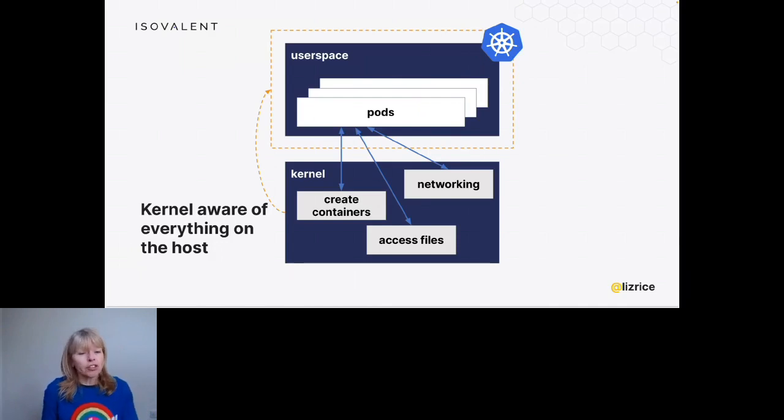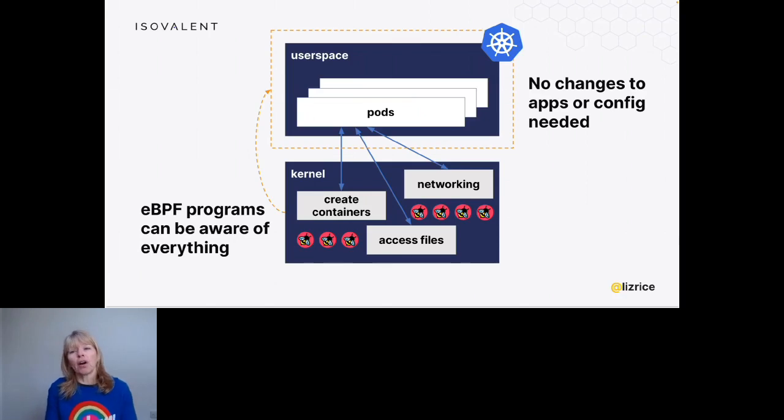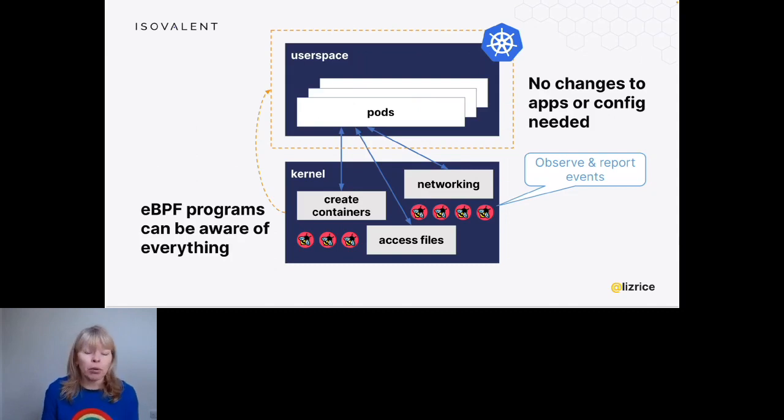And that means that if we instrument the kernel with eBPF programs, those programs can be aware of and can influence what's happening across all of our applications running on that machine. And we don't have to make any changes to our applications. We don't have to change their configuration for their activity to be visible to those eBPF programs running in the kernel. And we can do all sorts of interesting things with those eBPF programs. We can use them to spot when events are happening and report on them. I just showed you opensnoop reporting on file open events.